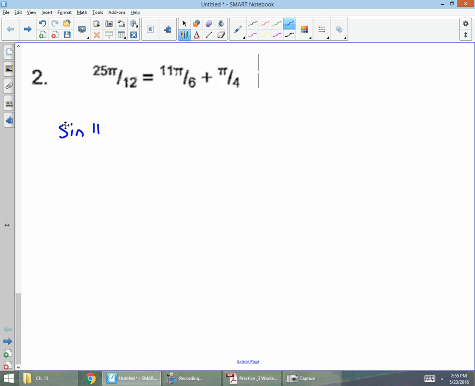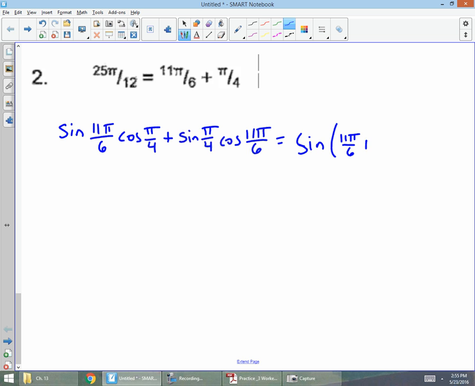This is 11. These are the formulas on page 400. The sine of 11 pi over 6 cosine pi over 4 plus the sine of pi over 4 cosine of 11 pi over 6, and that equals the sine of 11 pi over 6 plus pi over 4. So it's sine of u plus v.